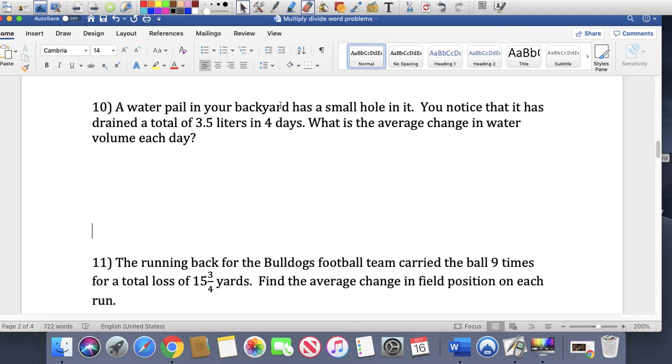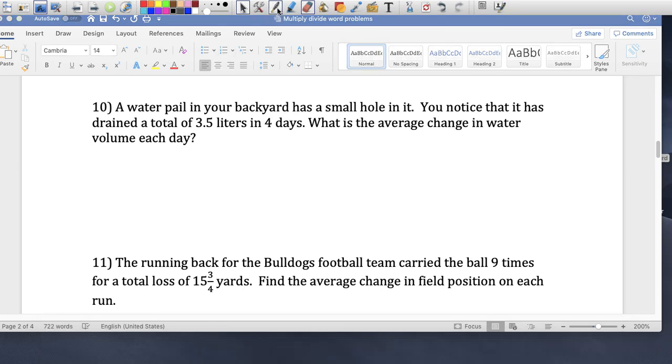So a water pail in your yard has a small hole in it. You notice that it has drained 3.5 liters in 4 days. What's the average change in water? So you have a pail of water, right? And there was a little hole here, and water kept dripping, right? So you have water. And it took 4 days for this to be empty. So how much water did it leak every day?